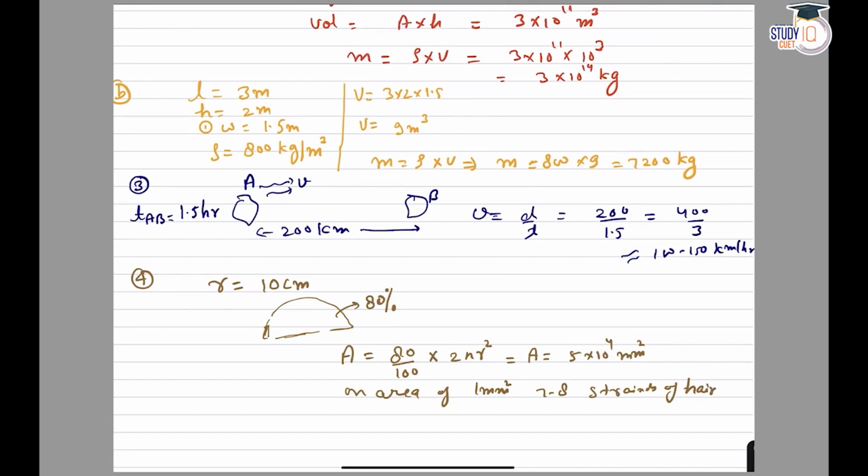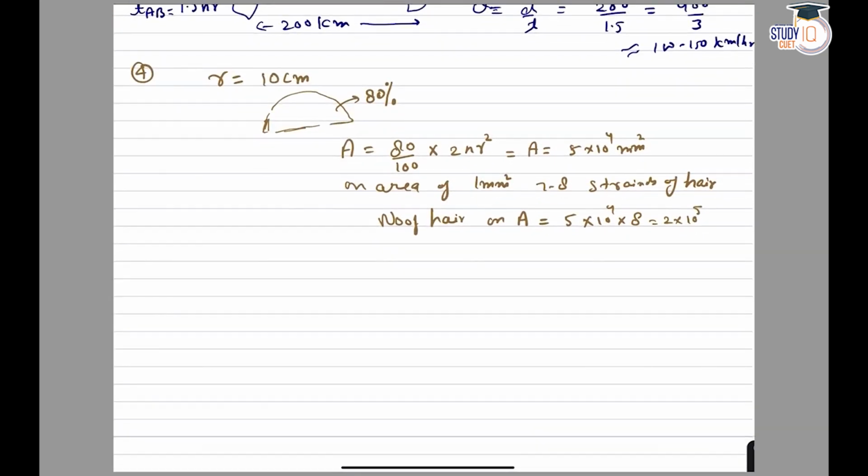So the number of hairs on the area A, which is equal to 5 into 10 to the power 4, can be written as approximately 5 into 10 to the power 4 into 8, and this roughly comes out to be 2 into 10 to the power 5 strands. So the number of strands on the head is equal to 2 into 10 to the power 5.